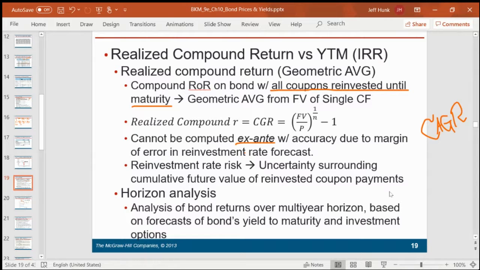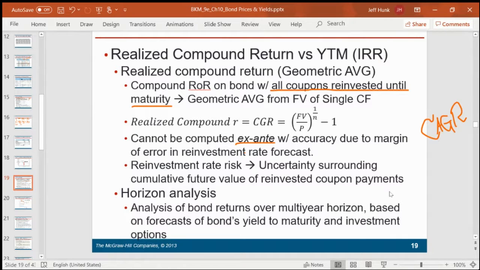Now, if you reinvest it into the same bond, aren't you supposed to get the same coupon rate? No, there's no guarantee for that. Why? When you first bought this bond, the coupon rate is 10%, but that's when you bought it.